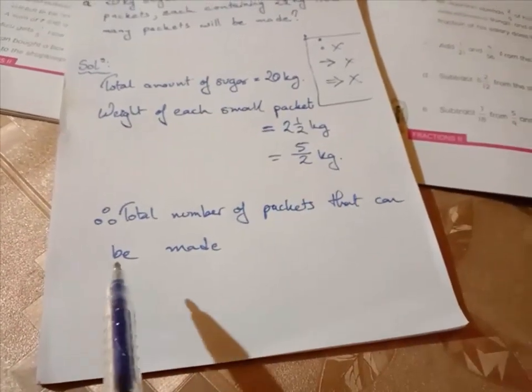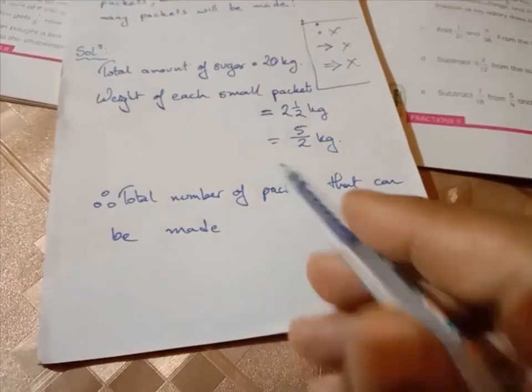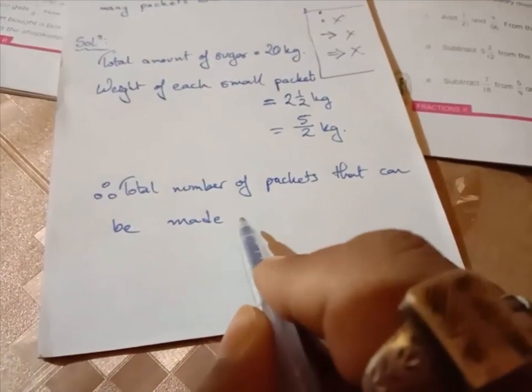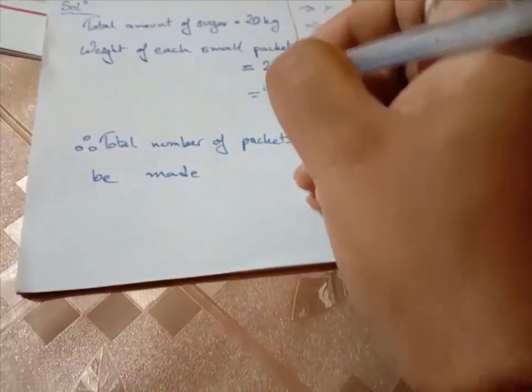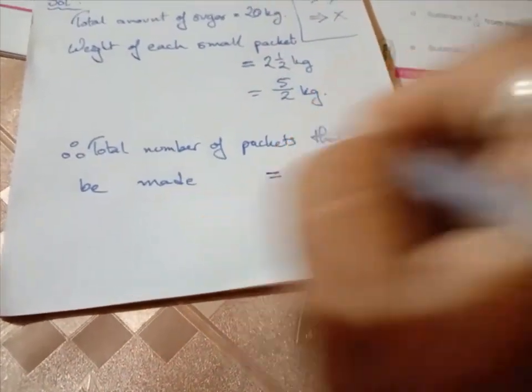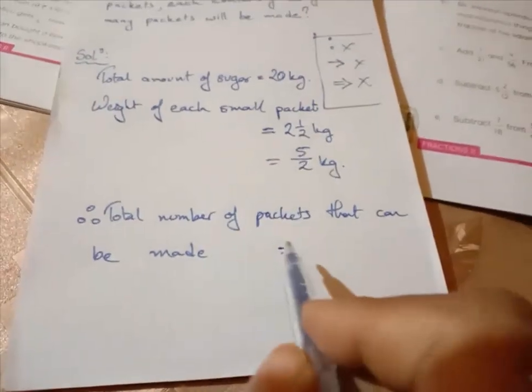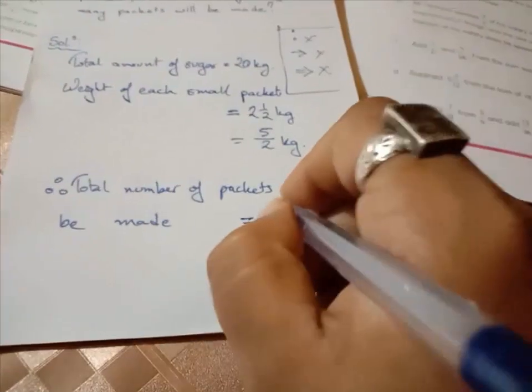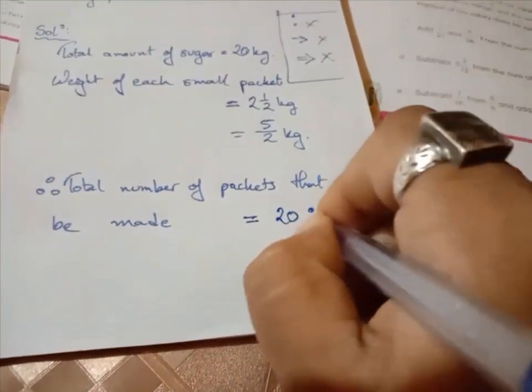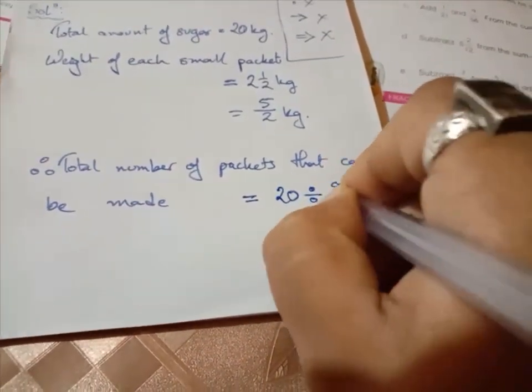Now this sentence ends here, so you will not put the equal sign here. Where will you put the equal sign? Somewhere about here, just below these two equal signs. This equal sign will come, and total number, how will we find out? 20 kg divided by this. So 20 divided by 5 by 2.